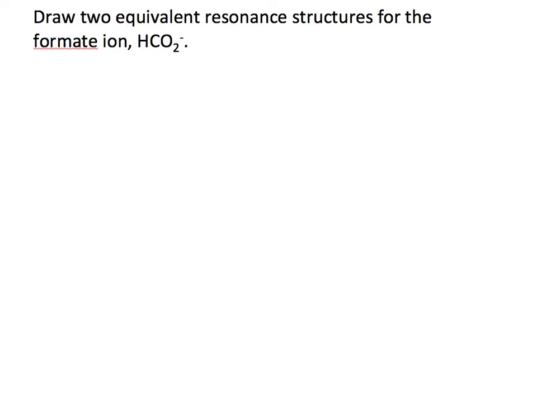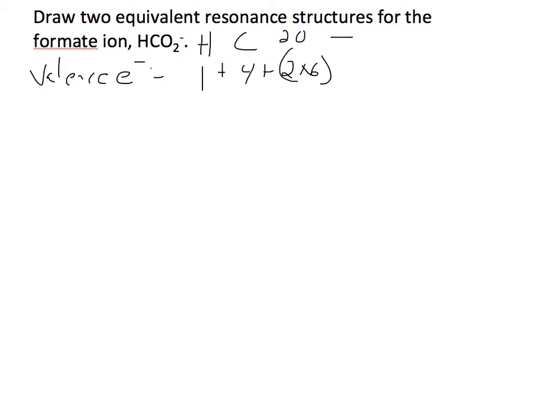Practice problem 8.11 says draw two equivalent resonance structures for the formate ion, HCO2-. So the first thing we want to do, like we always do, is count up our number of valence electrons. We have hydrogen, a carbon, two oxygens, and a negative charge. Hydrogen has 1 valence electron, carbon has 4, oxygen has 2 times 6, and we add 1 for the negative charge, which gives us a total of 18 electrons.